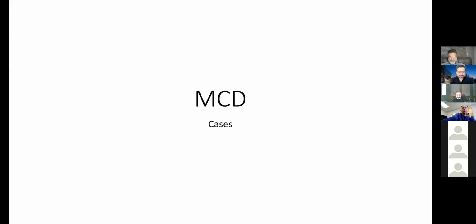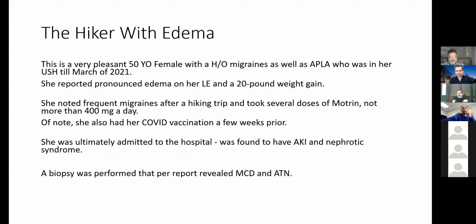Okay, here we go. MCD case. Well, it was supposed to be cases, but I'm on call, so it turned into singular. So apologies for that. I've got a very pleasant, and for the sake of this presentation, I've fuzzed out the demographics for identification purposes. This is a very pleasant 50-year-old female with a history of migraines as well as antiphospholipid antibody syndrome. She just had an antibody positive, and she had possibly a minor TIA some years ago. So she's been on aspirin since that time, and was in her usual state of health till March of 2021.